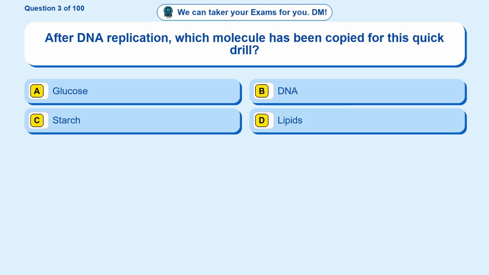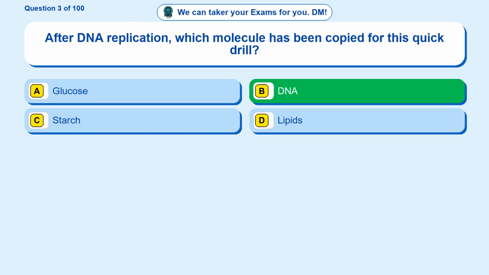Question 3. After DNA replication, which molecule has been copied for this quick drill? Option A, glucose. Option B, DNA. Option C, starch. Option D, lipids. The correct answer is option B.